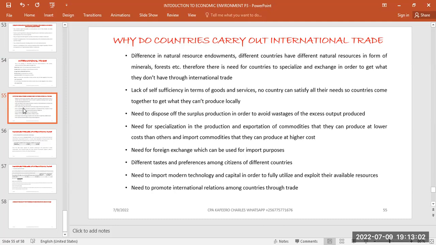So there is that international relationship that we need to maintain. That's why we go into international trade. So we can proceed to the next one, and we try to look at some of the theories that are within international trade or which facilitate international trade.